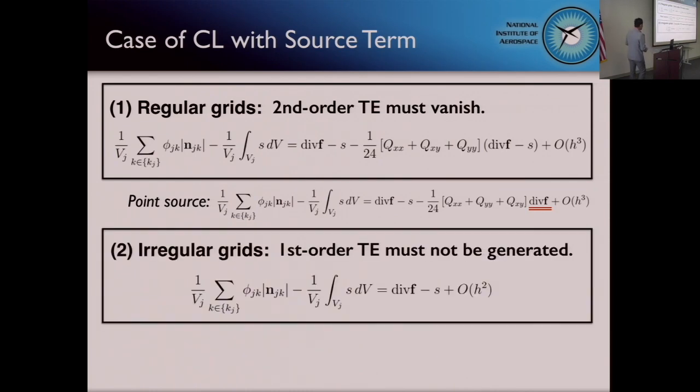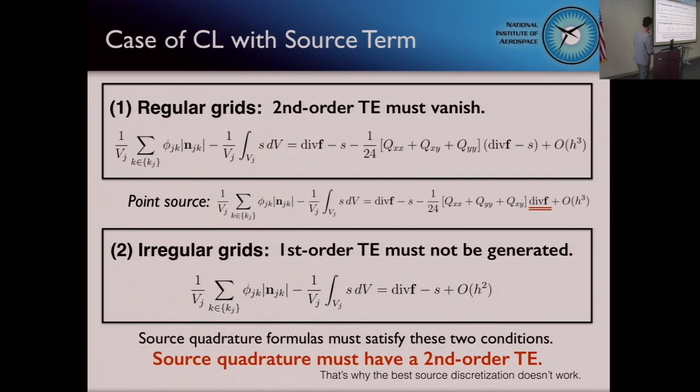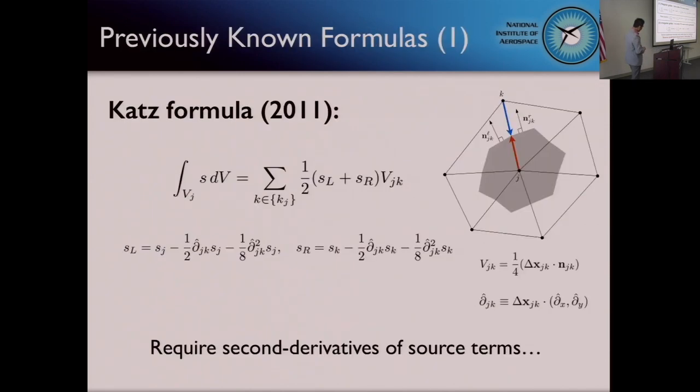On an irregular mesh, of course, the source discretization should not generate first order error. And satisfying these two conditions, now you can expect third order accuracy. And this is very important for unstructured grids. So they must satisfy these two conditions, and the source quadrature, clearly, must have a second order truncation error. That factors. And that's why the simplest source discretization doesn't work. And there is already a known formula.